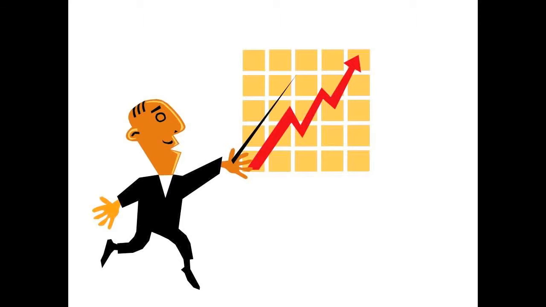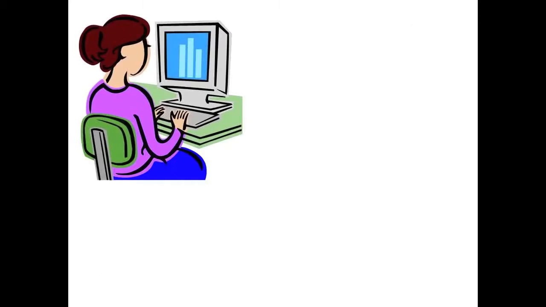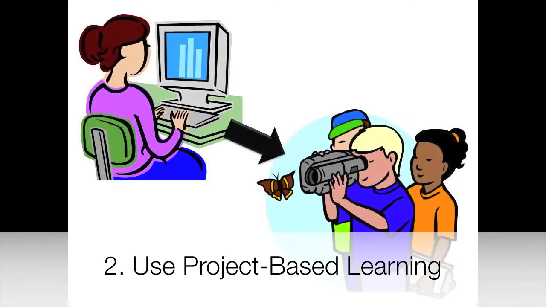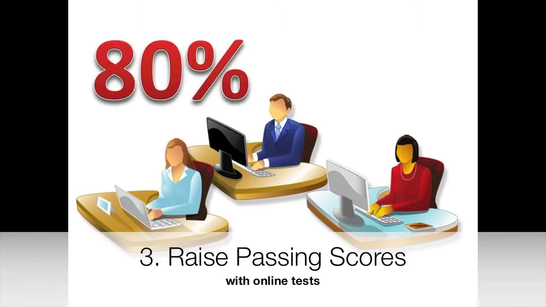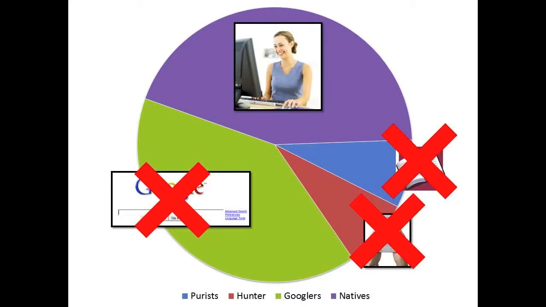Here are a few conclusions from the project. Number 1, the more tech skills students had, the more they achieved academically. Web 2.0 lends itself better to project-based learning. Avoid standardized tests. But if you must, then set the passing score to 80%. This helps reduce the odd behavior observed in the lab, as only the digital natives could achieve such a score.